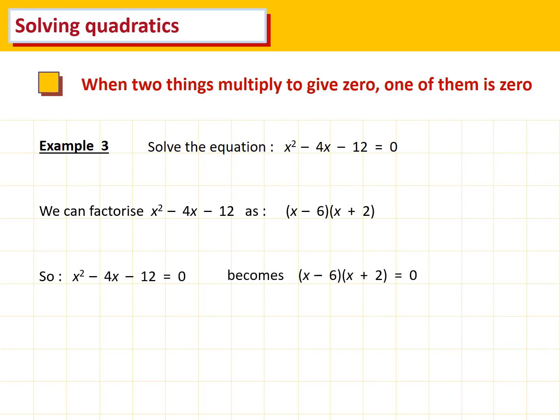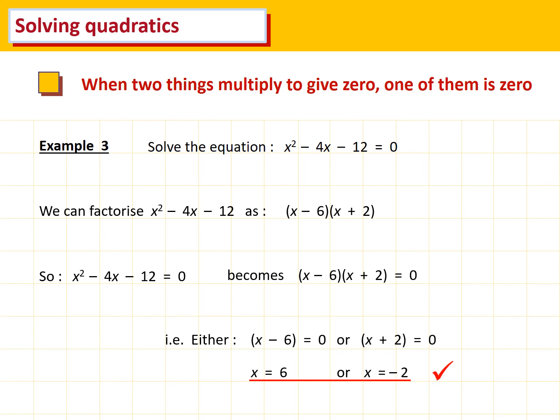As before, we put the two bracket form equal to 0, and it must mean either the first bracket equals 0 or the second bracket equals 0. If it's the first case, where x subtract 6 equals 0, then x must equal 6. If it's x plus 2 equals 0, it must mean x would have to be negative 2. And remember, do the check at the end, put your two values into the expression, and if it gives you 0, you know your answers are correct.